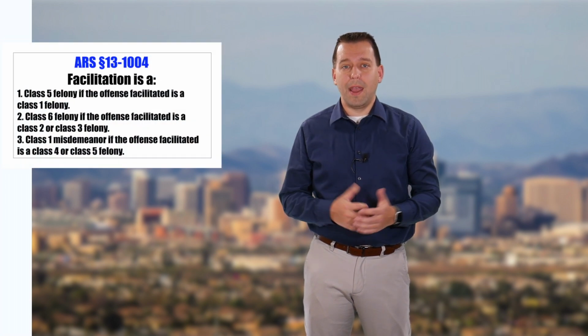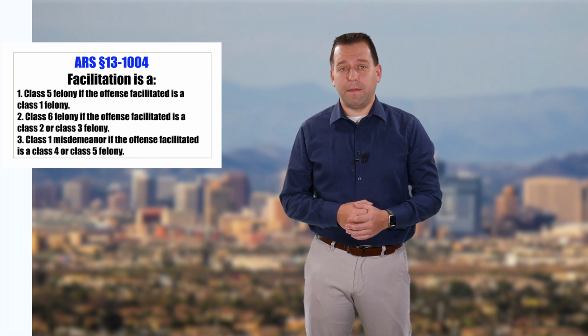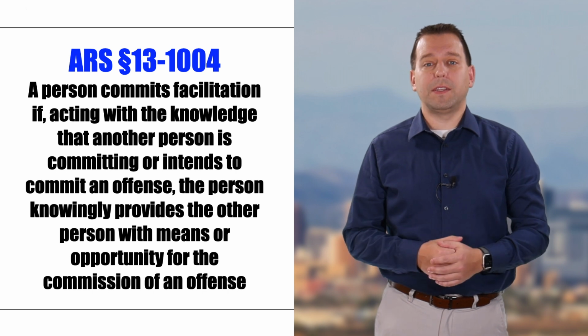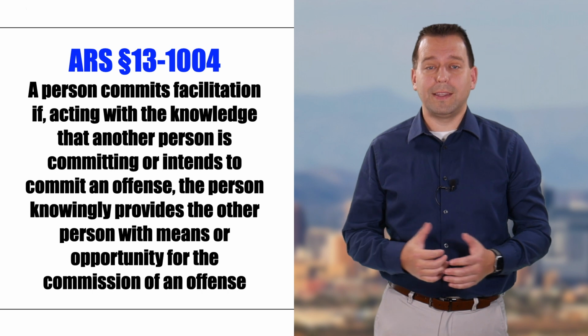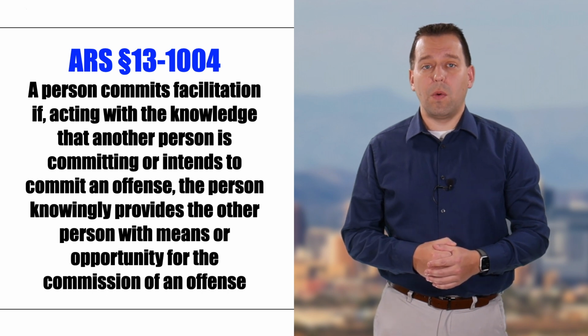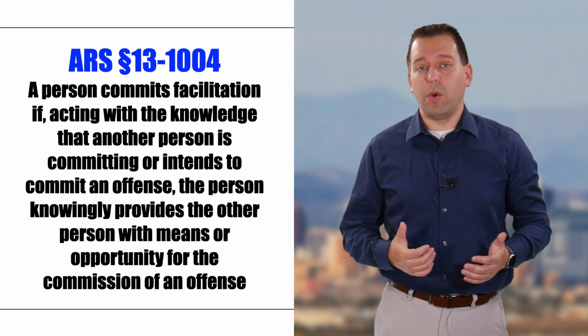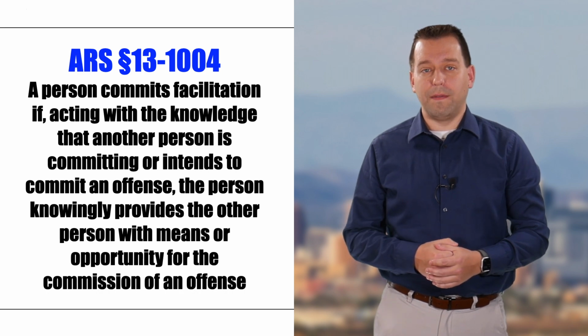Finally, there's facilitation. Facilitation is found at ARS Section 13-1004 and is a Class 5 felony if the offense facilitated is a Class 1 felony. It's a Class 6 felony if the offense facilitated is a Class 2 or 3 felony, and is a Class 1 misdemeanor if the offense facilitated is a Class 4 or Class 5 felony. A person commits facilitation if, acting with the knowledge that another person is committing or intends to commit an offense, the person knowingly provides the other person with means or opportunity for the commission of an offense.